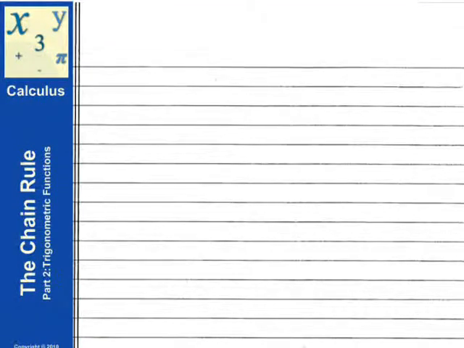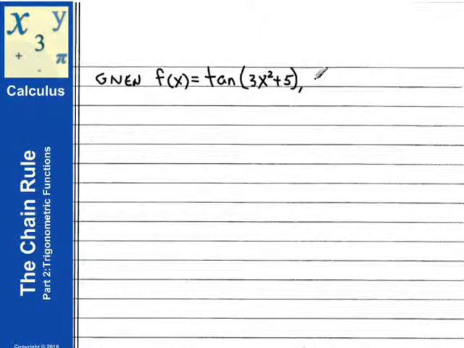Before we leave this discussion, I'd like to mention 2 common mistakes that students make that we need to be very careful of. So let's begin with the function. Let's say we're given f of x equal to the tangent of 3x squared plus 5. And we're asked to find the derivative.